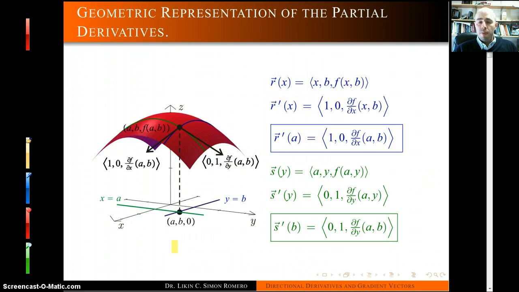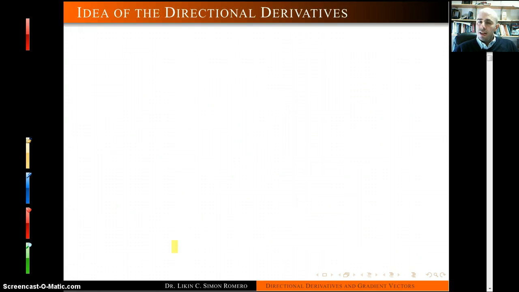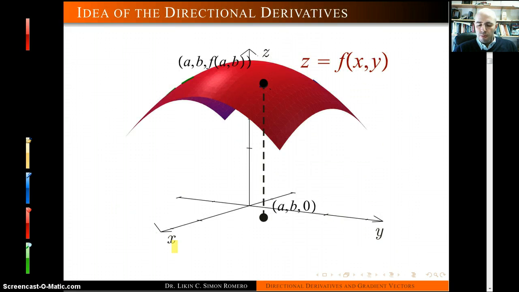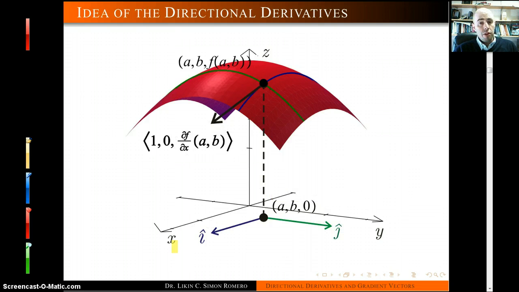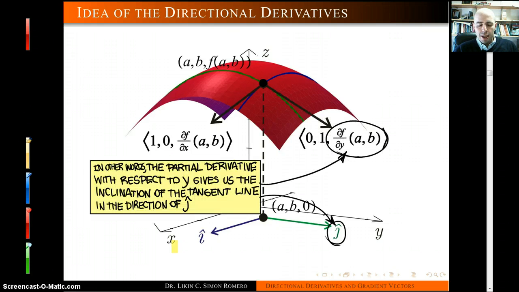So here are both vectors together, and now let me tell you the idea of the directional derivative. Suppose that you have the graph of a function. If I move in the direction of i, I have this tangent vector, and the partial derivative gives us the instantaneous rate of change of the function when we move in the direction of i. We do the same thing for j. The partial derivative gives you the inclination of the tangent line in the direction of j, or in other words, the instantaneous rate of change of f with respect to a movement in the direction of j.